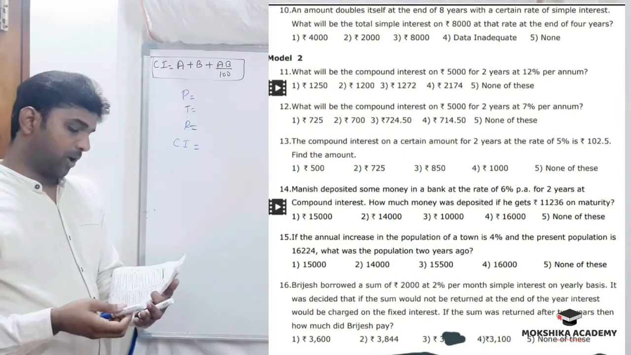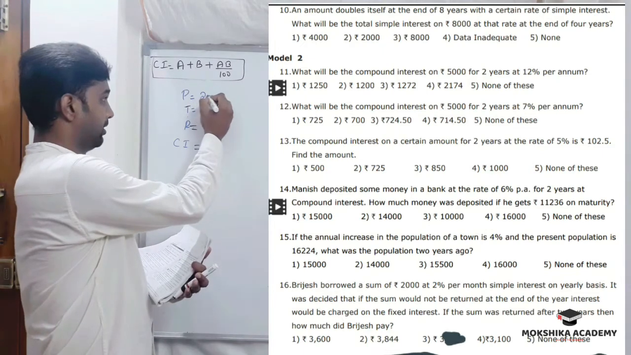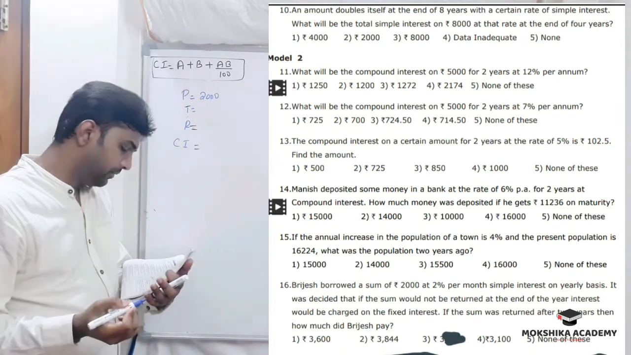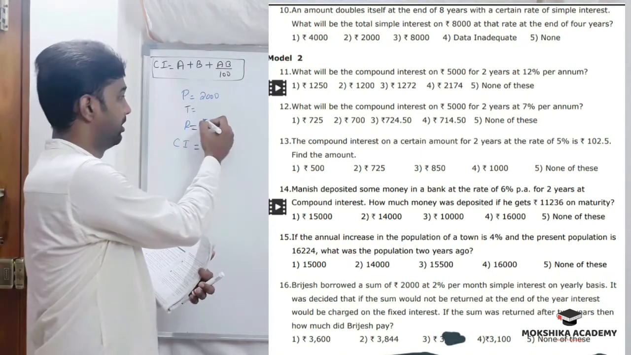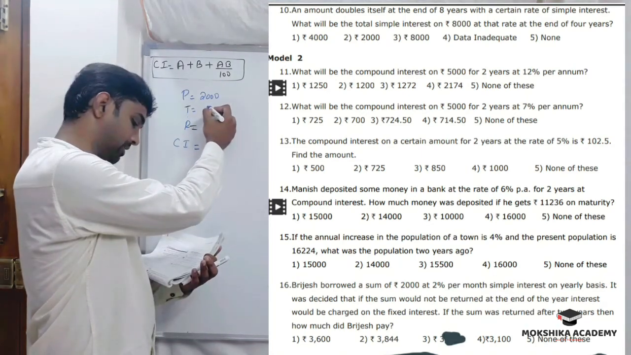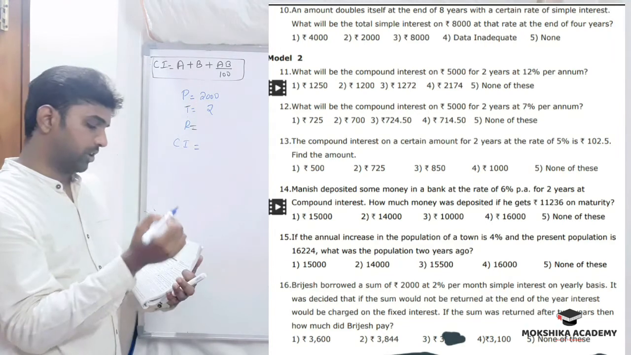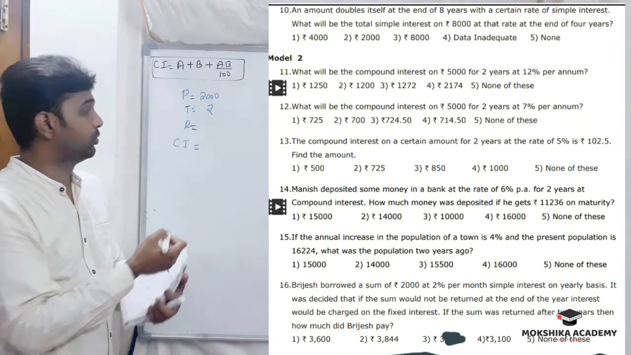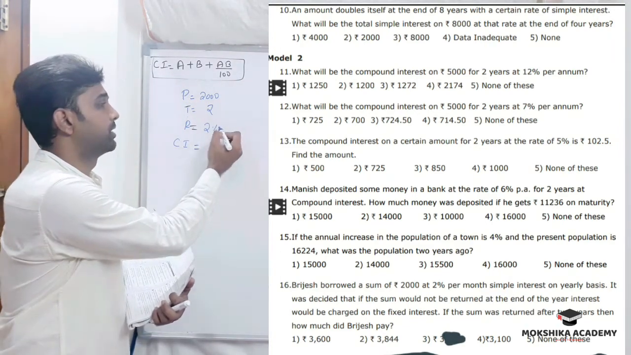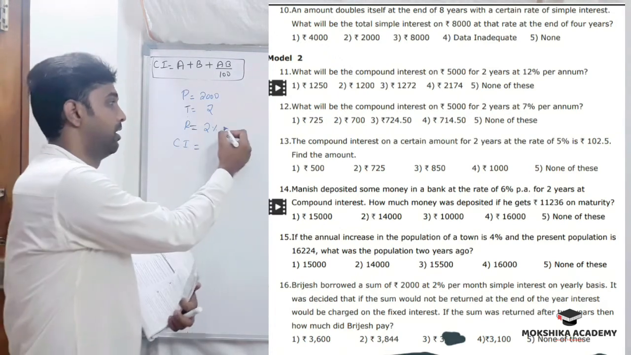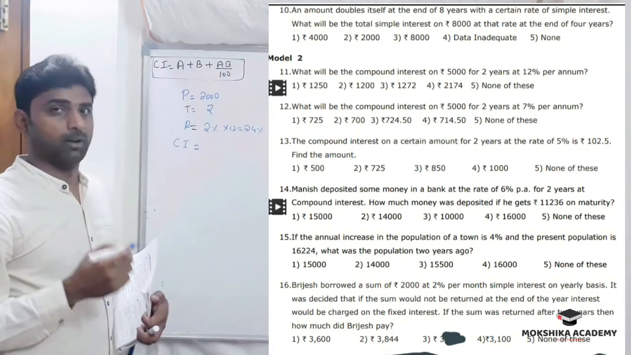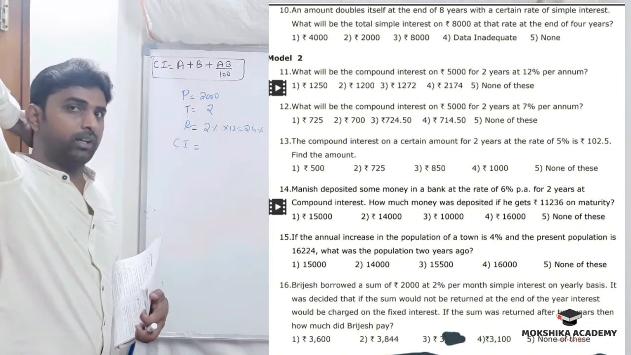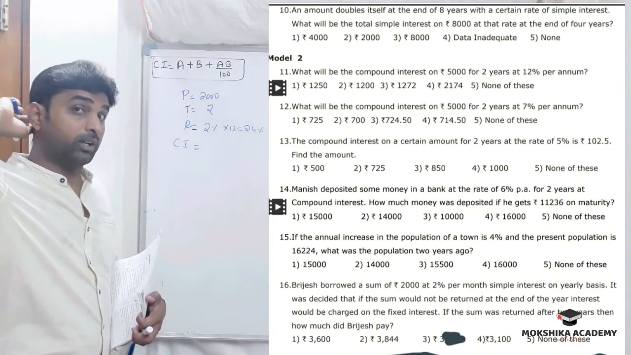Okay, Brijesh borrowed 2,000. Principal is given, 2,000, and 2% per month. This is for 2 years, right? If the sum was returned after 2 years, then it is 2 years. Rate of interest is 2% per month. Per month 2%, then yearly it will be 24%.